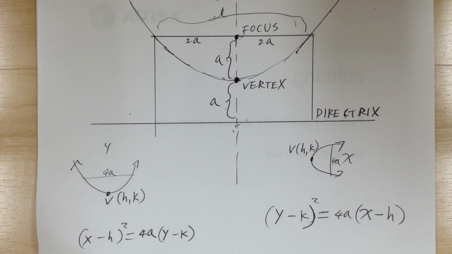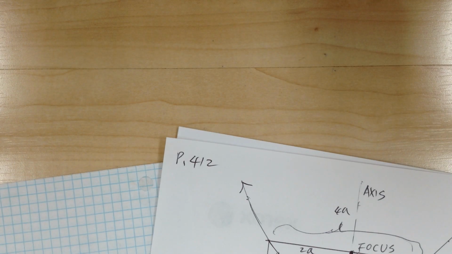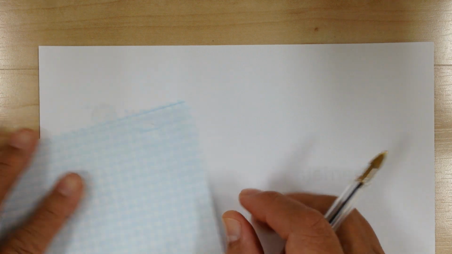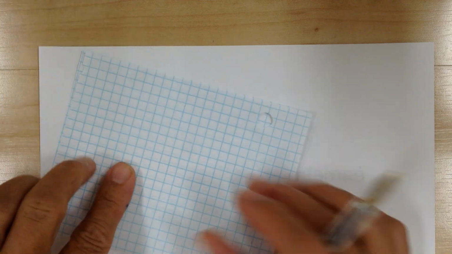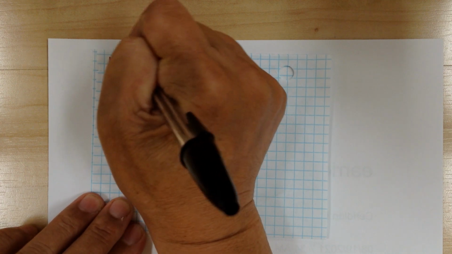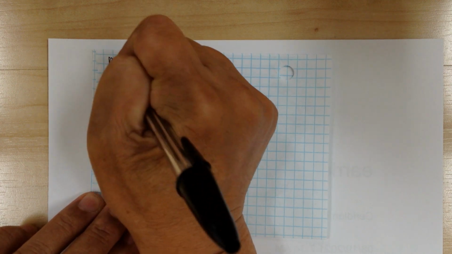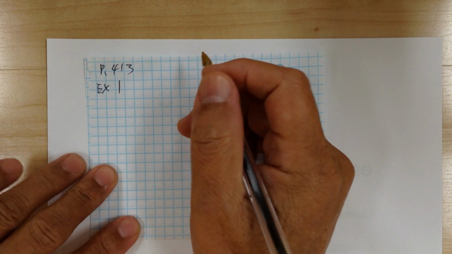Okay, so now let's do some examples. When you're doing this kind of problem, it's very important to sketch out your information. It helps you to visualize and be able to do the problem. Okay, so on page 413, example 1, it says the vertex of the parabola.